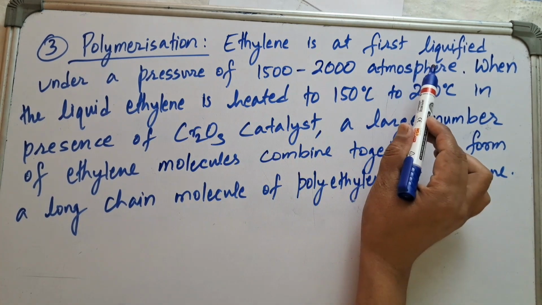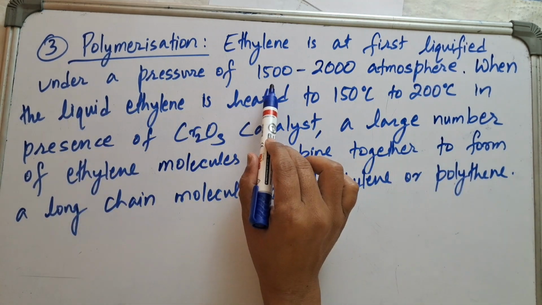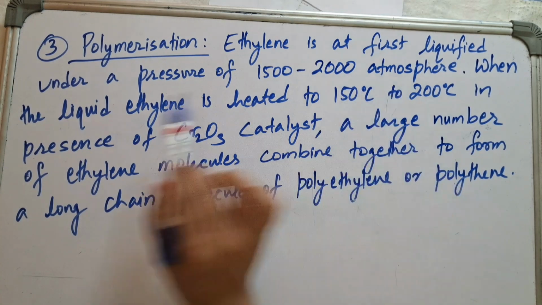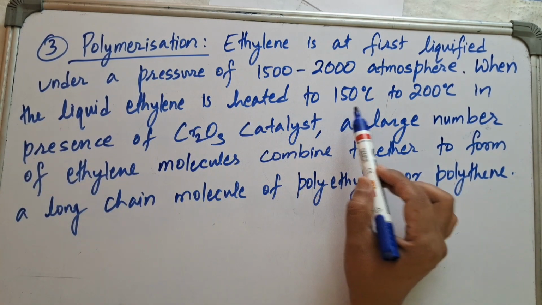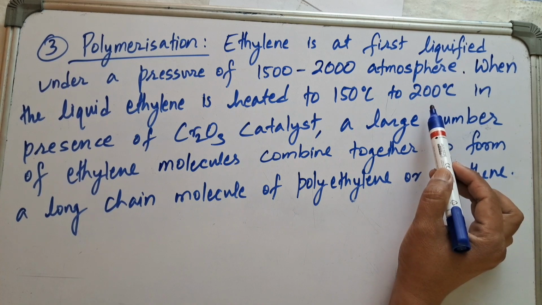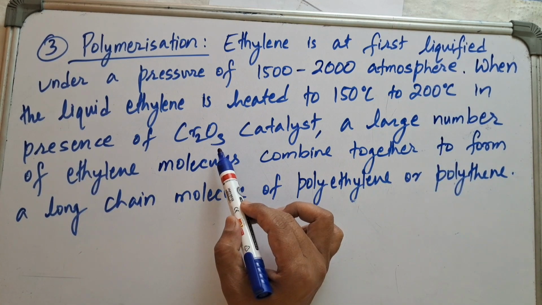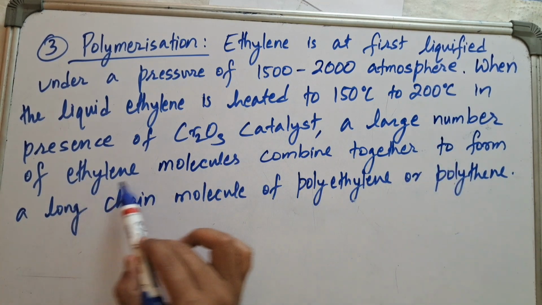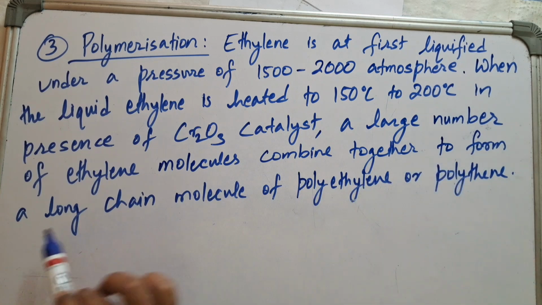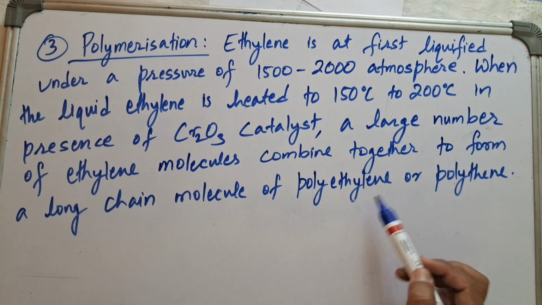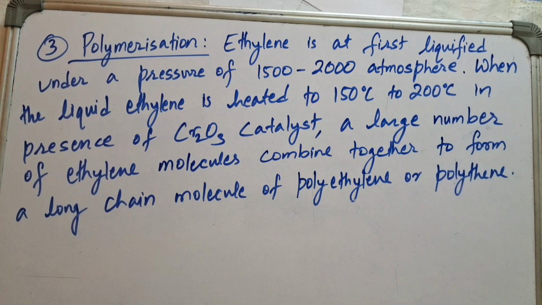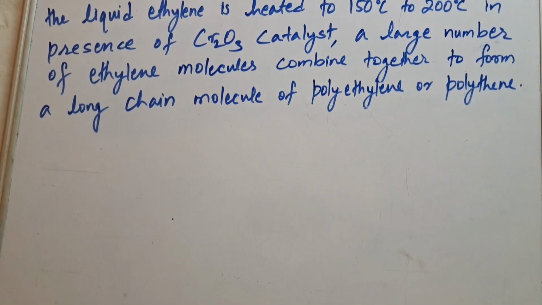Ethylene is at first liquefied under a pressure of 1500 to 2000 atmosphere. When the liquid ethylene is heated to 150 degrees Celsius to 200 degrees Celsius in presence of chromium oxide as catalyst, a large number of ethylene molecules combine together to form a long chain molecule of polyethylene or polyethene. Okay, now let's understand this. Let's see the chemical reaction.